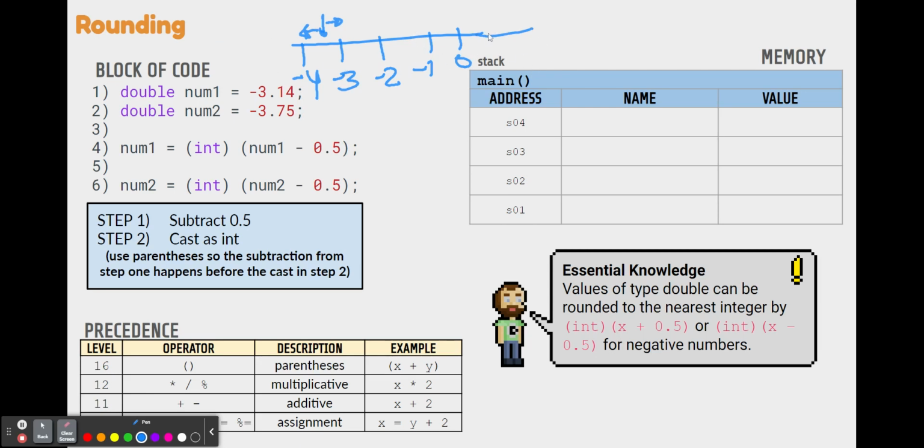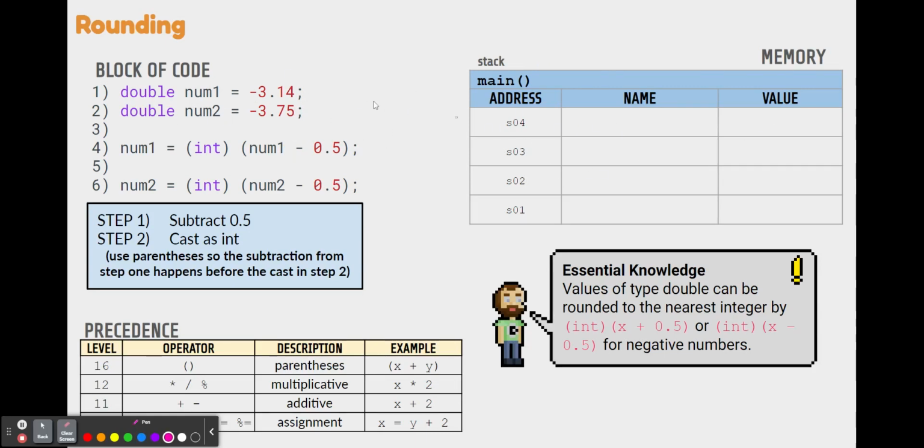Positive numbers, we have our 1, 2, 3, 4. Positive 3.14 rounds down, where negative 3.14 rounds up. So instead of adding 0.5, we're going to have to subtract 0.5 from our numbers. So let's go ahead and see what this looks like.